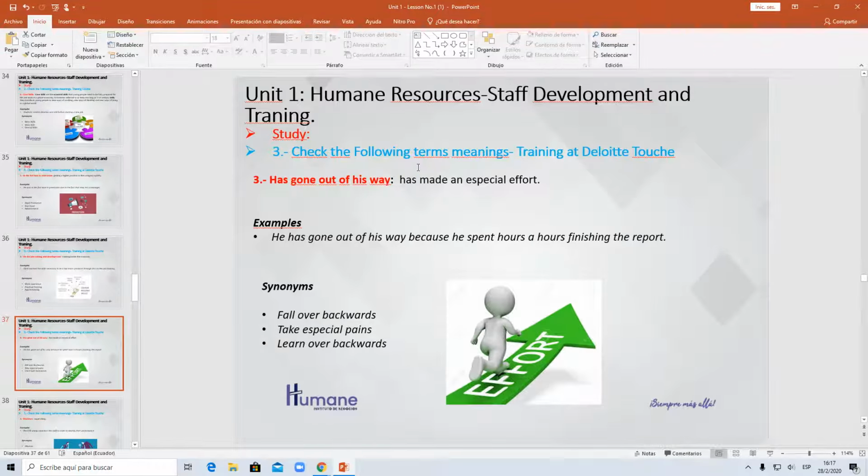Then we have has gone out of his way, has made a special effort. This is an expression to mention that. An example in a sentence could be, he has gone out of his way because he spent hours and hours finishing the report. Synonyms: fall over backwards, take special pains, or lean over backwards.